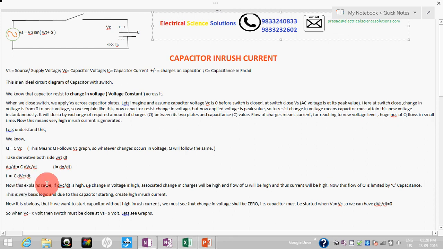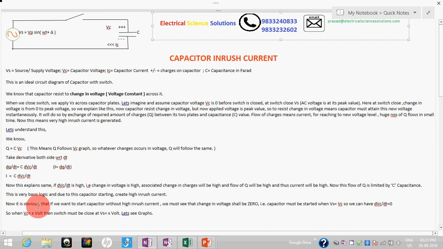Now this explains the same. If dVc/dt, that is the rate of change of voltage, is high, the associated changes in charges will be high. That means the flow of Q will be high and thus the current will be high. Now this flow of Q is limited by C, that is capacitance. So this is very basic logic, and due to this, capacitor starting creates high inrush current.